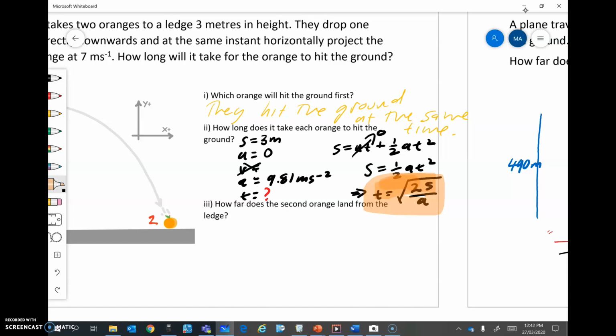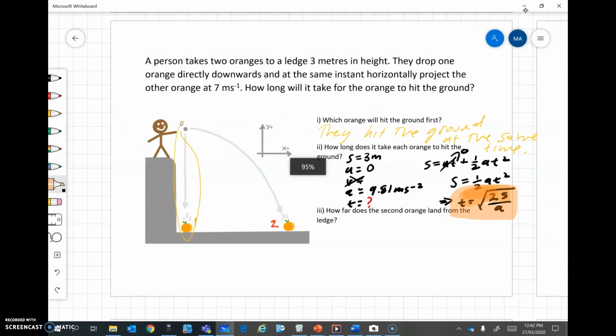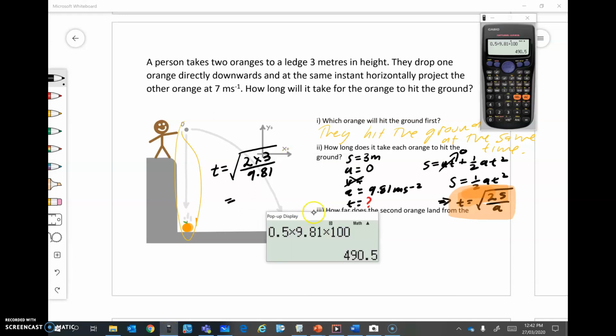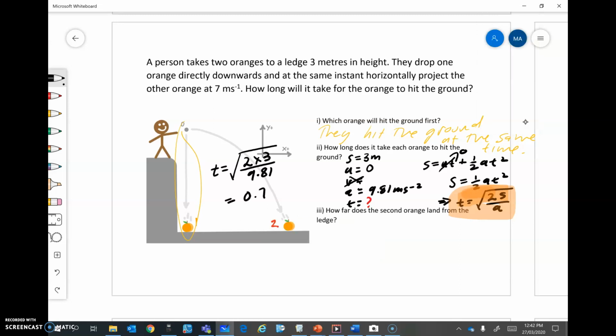Okay, so I'll just do a calculation here because I'm running out of room. The time taken to hit the ground is equal to the square root of 2 times the displacement over 9.81, the acceleration. So that means it takes 0.782 seconds. Okay, so well done if you got that.